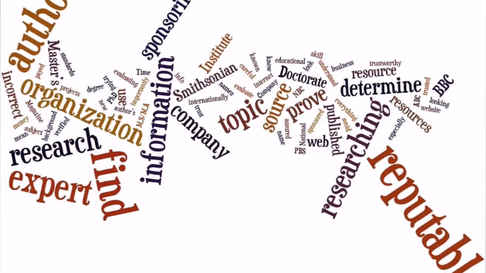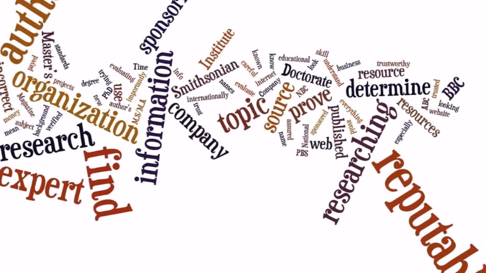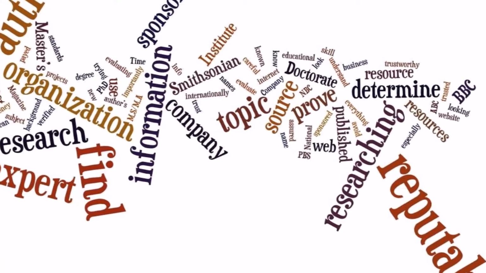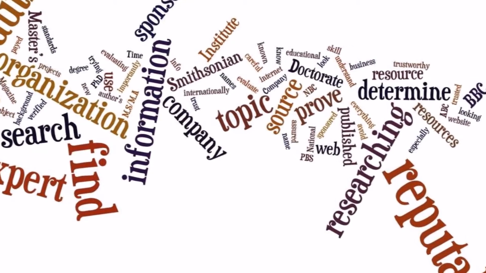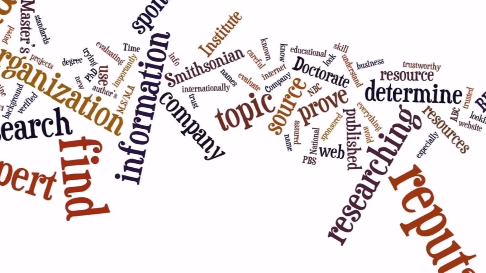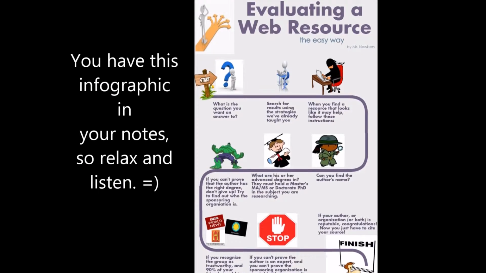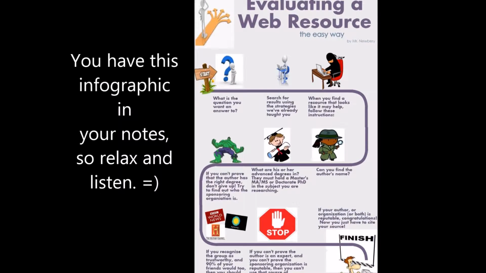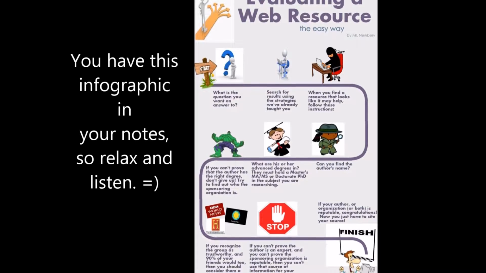There are a number of things that you want to look for to determine if you should trust a web resource. The first is the author. Who is the author, and more importantly, what makes them an expert on this topic? You must find out what the author's educational background is in. For our standards, that author must have a master's or doctorate level degree in the topic you are researching.